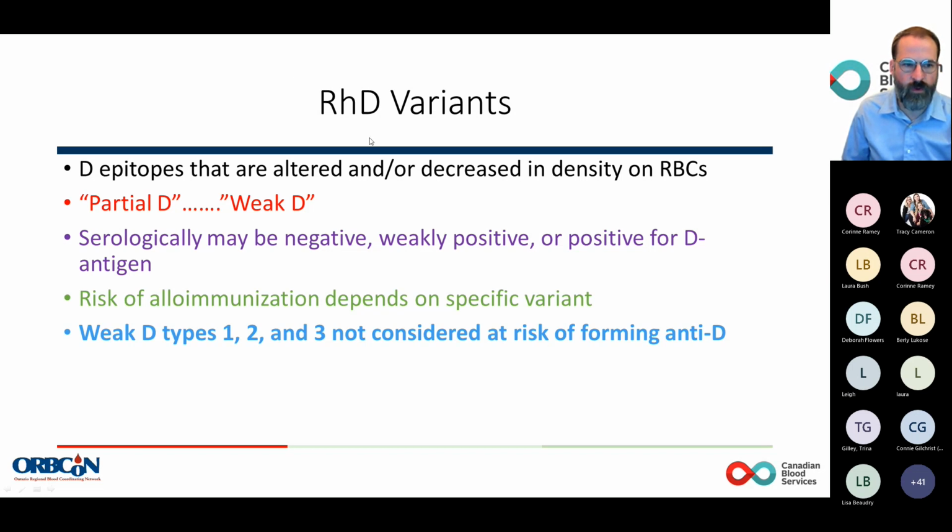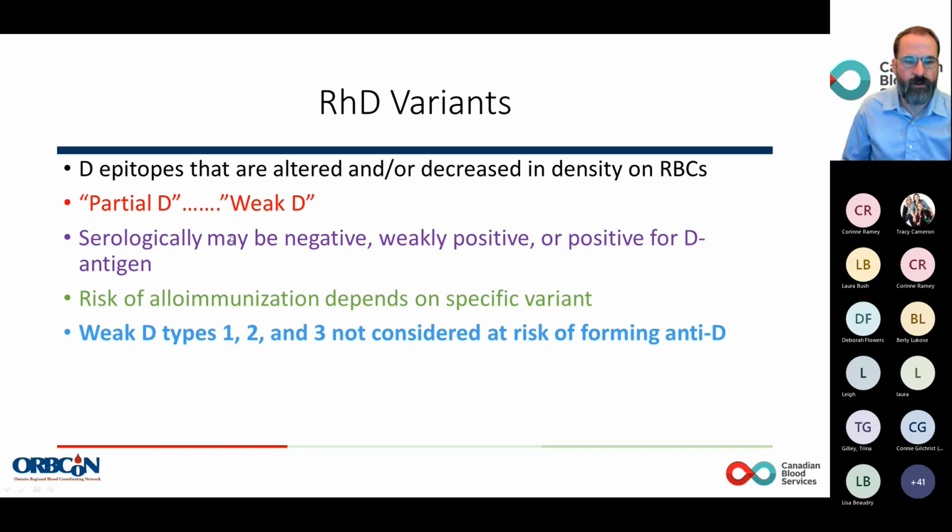D variants as a group are D epitopes that are either altered or decreased in their density on RHD positive RBCs. They are sometimes called partial D if they're missing parts of the D epitopes, but not all of them, and so they still will test D positive with certain reagents. Or a weak D, where the density of the D antigen is decreased on the outside of the red cell surface, and so depending on the anti-sera being used, may type negative.